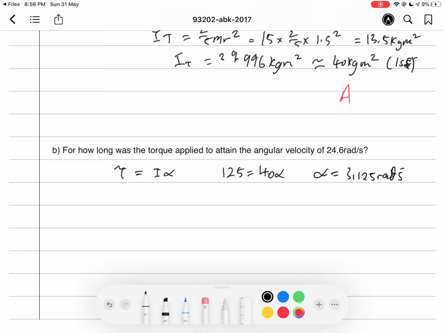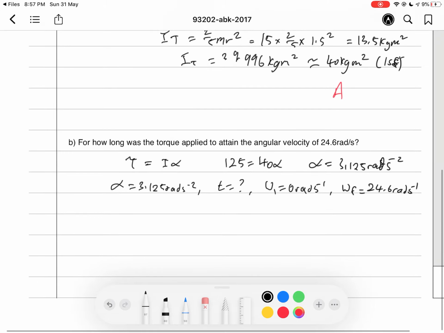At this stage of the question, we know that we have to use our rotational kinematic equations. The easiest thing to do right now is to write down on the page all the information you have. We just worked out that our angular acceleration is 3.125 radians per second squared. We are trying to find our time, so we put a question mark next to our time. Our initial angular velocity is 0 radians per second, and our final angular velocity is 24.6 radians per second.